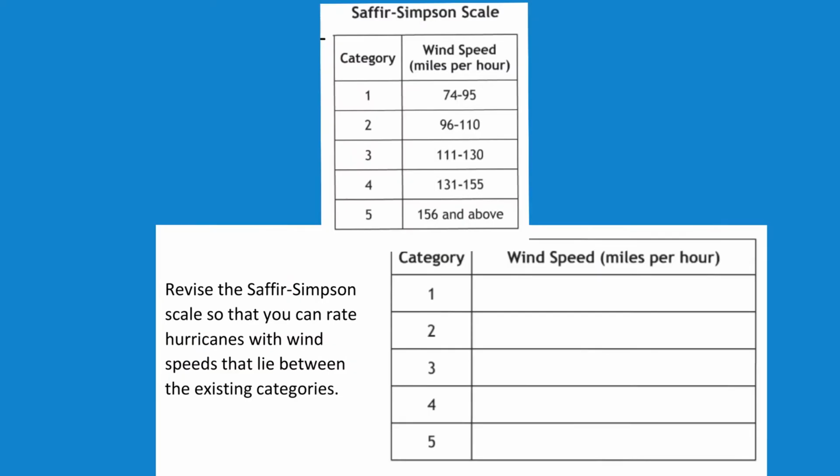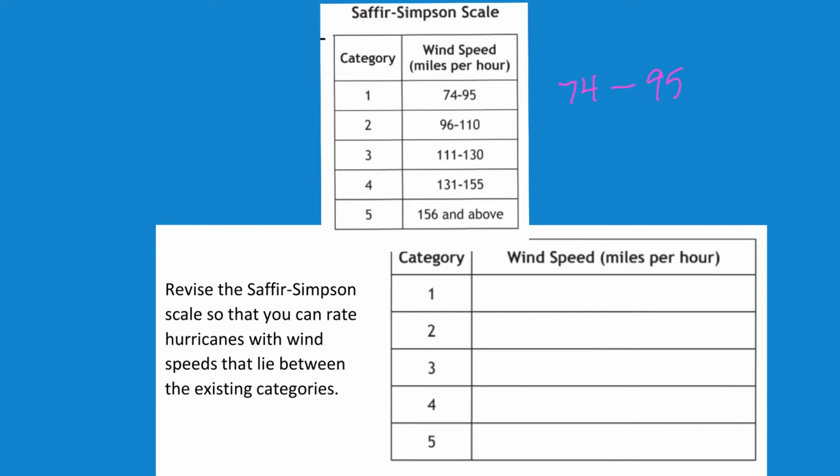All right, so on this next screen, it says revise the Saffir-Simpson scale so that you can rate hurricanes with wind speeds that lie between the existing categories. So that's like what I was just saying. If we have a 95.5 mile per hour hurricane, we want to be able to still rate that. So instead, let's look at it like this. Let's say it goes from 74 to 95. But then it's everything above 95.